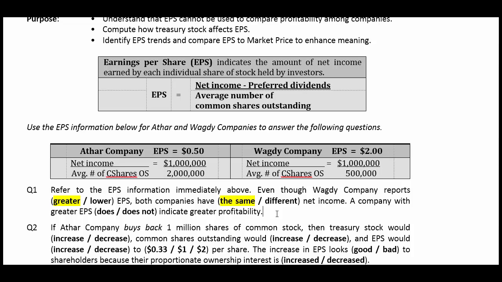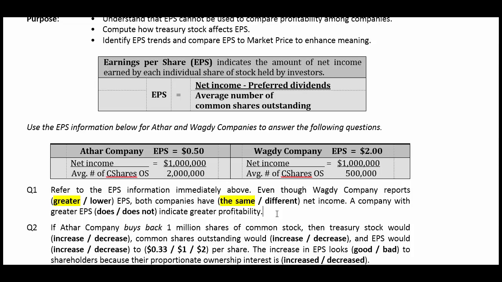But WAGD has $2 per share income. So if you have a share of WAGD, you have $2 in income. If you had a share in Atar, you have 50 cents in income. Which one's more profitable? Why? Because WAGD has a higher income.